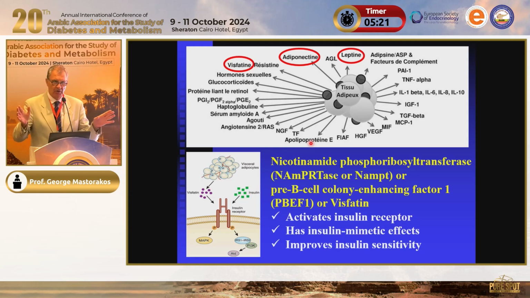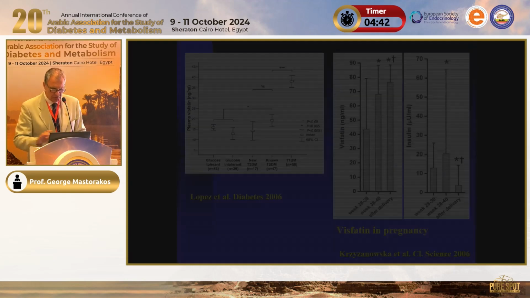Visfatin is a very peculiar molecule. It was first discovered about 30 years ago. And every 10 years, I like to say that, it changes its name. It was named nicotinamide phosphoribosyl transferase, then pre-beta cell colony enhancing factor 1, and then it was named visfatin. So what is known, which is very interesting for us in this hall dealing with diabetes, is that it's a molecule which activates the insulin receptor. Here is visfatin, it comes out from the adipose tissue, has insulin mimetic effects, and improves insulin sensitivity.